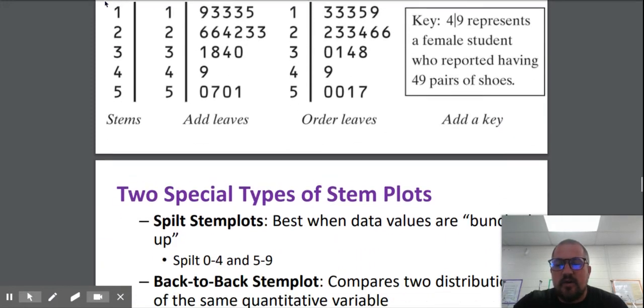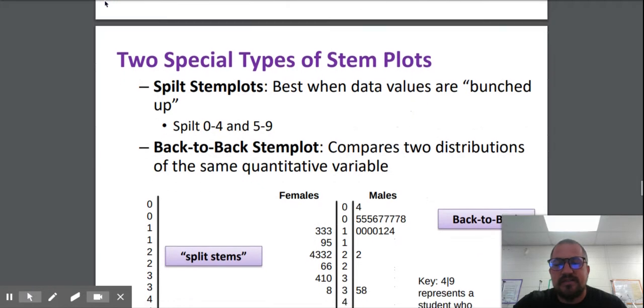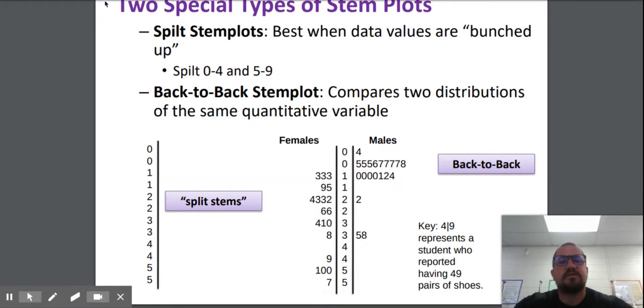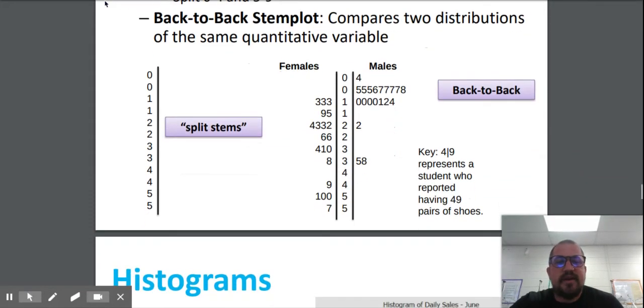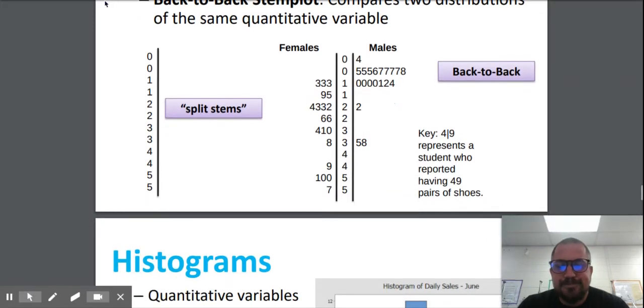All right, so there are two special types of stem plots. There is a split stem plot that we talked about where you split them from 0 to 4 and 5 to 9. There is also a back-to-back stem plot that can compare two separate distributions. So this would be males on the right and how many pairs of shoes they have, and females on the left. And if you notice, they share the stem in the middle, and then their numbers are going in each direction. So that's called a back-to-back stem plot.